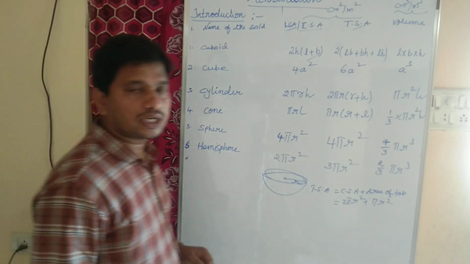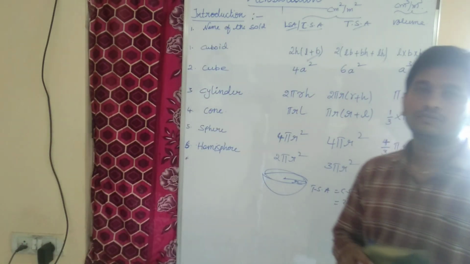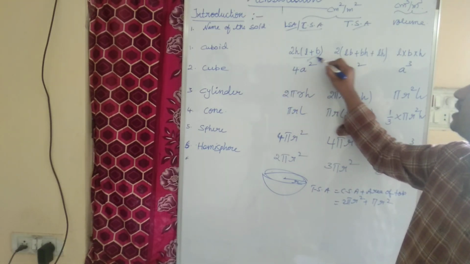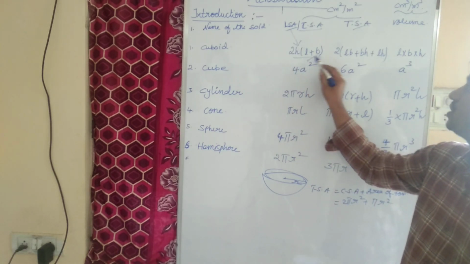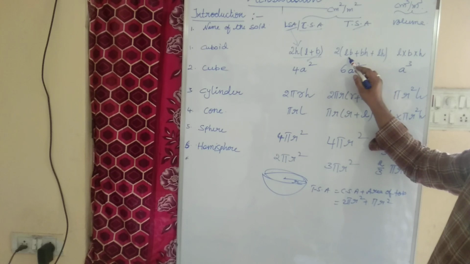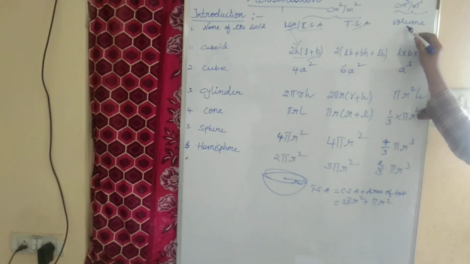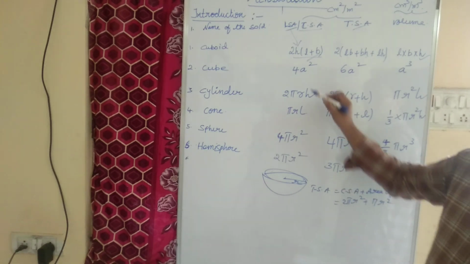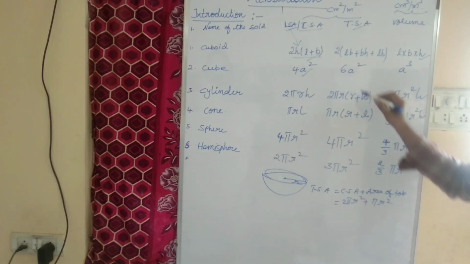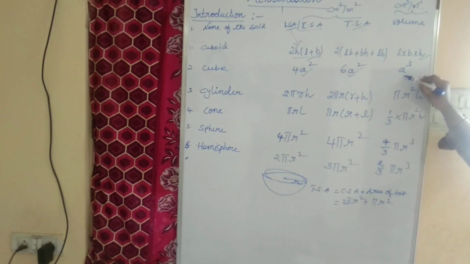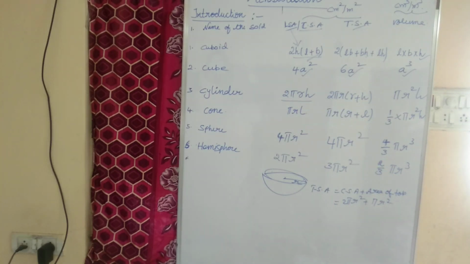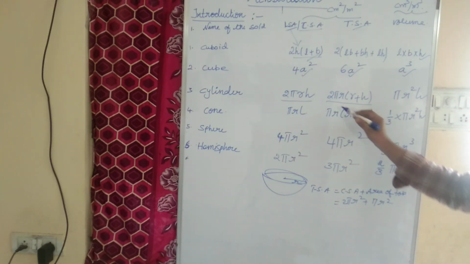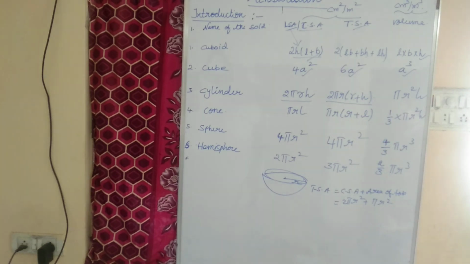So children, the whole chapter depends upon these formulas only. Coming to cuboid, 2h into L plus B we call lateral surface area. So LSA of cuboid is 2h into L plus B, and TSA is 2 into LB plus BH plus LH. Volume is LBH, and for cube, lateral surface area is 4a square, total surface area 6a square. And what about the volume? For the cylinder, lateral curved surface area is 2 pi RH, total surface area is 2 pi r into r plus h, and the volume is pi r square h.